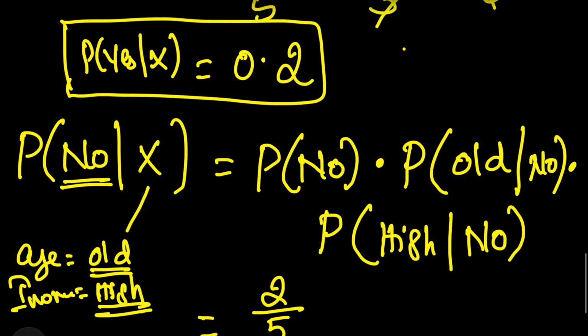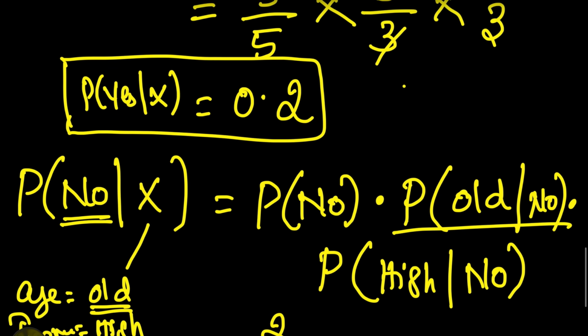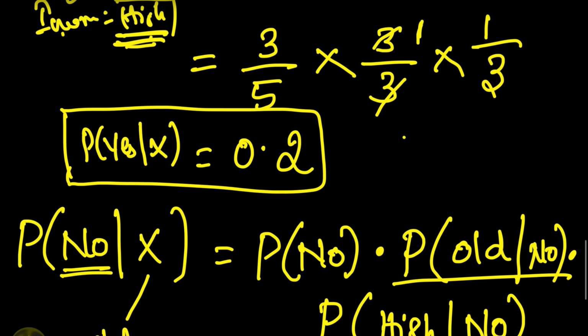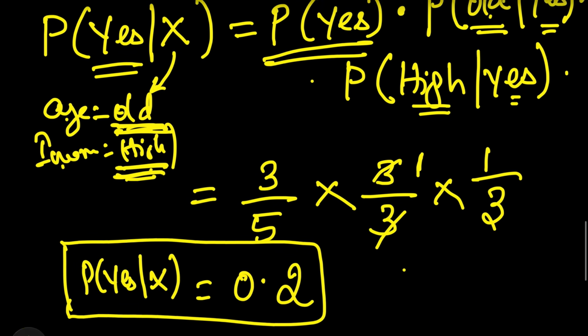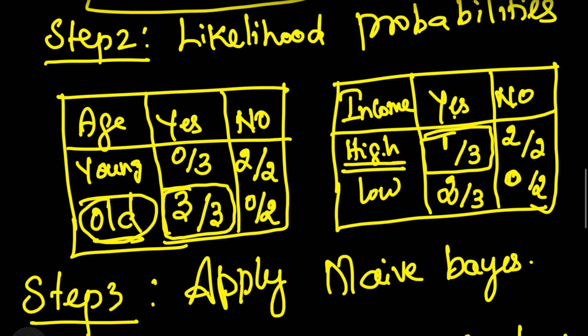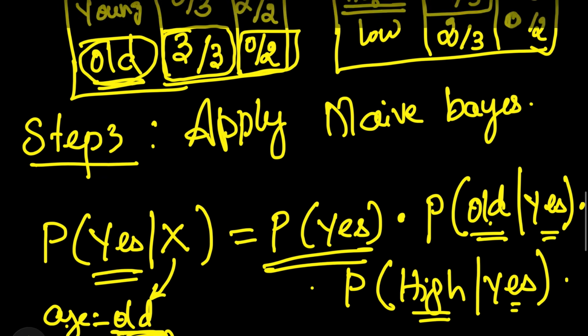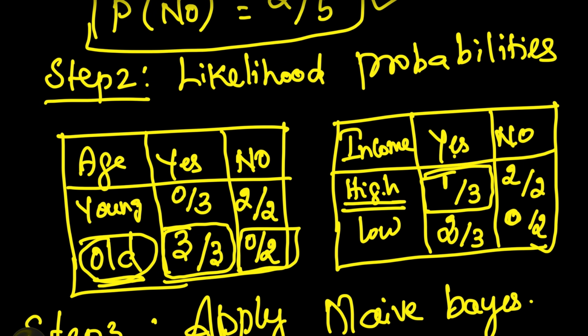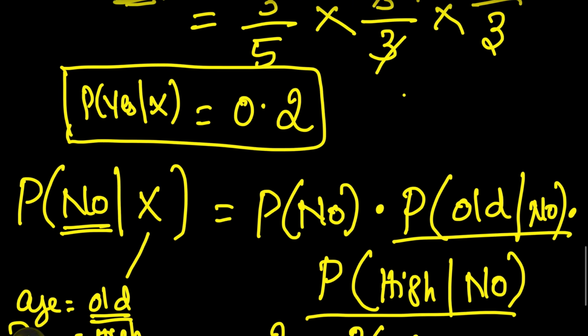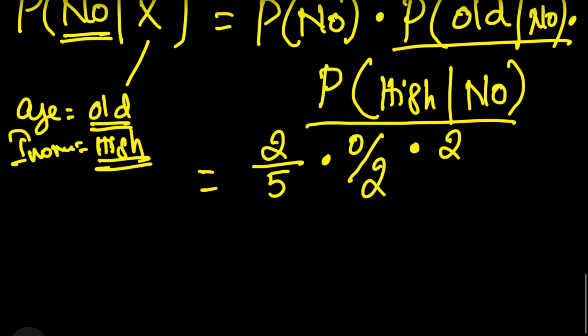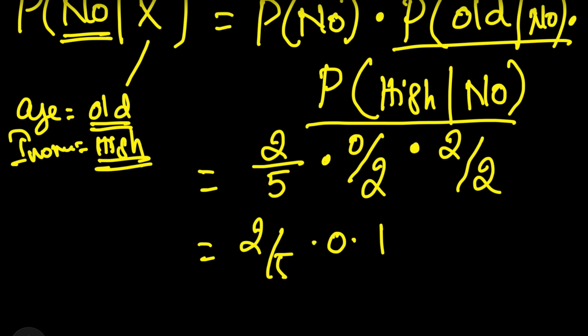We'll write 2 divided by 5 into, what is here? Probability of old given no. This should be found in the likelihood probability table. Old and no. We'll take this old, and for this no we have 0 by 2. We'll take it as it is, 0 by 2, into probability of high given no. High given no, here it is, high given no, 2 divided by 2. So I'll take 2 divided by 2. If I use this, 2 by 5 into 0 into 1, here 0 multiplied by anything will be 0.